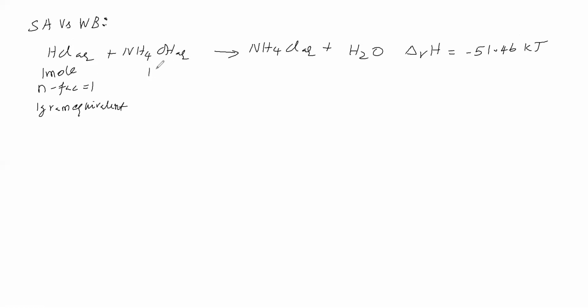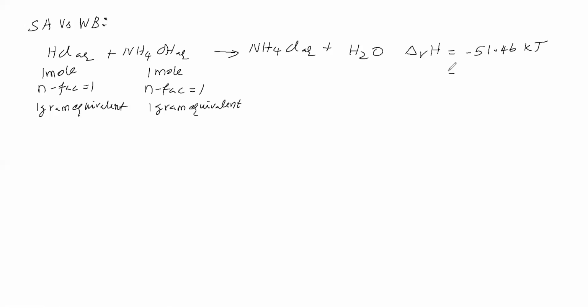Ammonium hydroxide we have taken 1 mole as per the stoichiometry of the reaction. Its N factor is 1, because 1 ammonium hydroxide can give 1 OH minus ion. Therefore the number of moles is equal to the number of gram equivalents, so 1 gram equivalent of ammonium hydroxide. So HCl is 1 gram equivalent, ammonium hydroxide is 1 gram equivalent. They are reacting to give salt and water. The heat involved is minus 51.46 kilojoule.